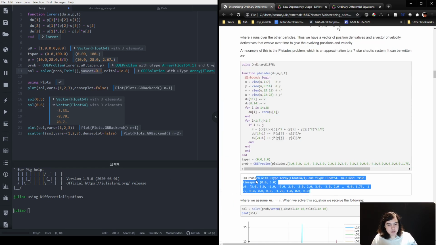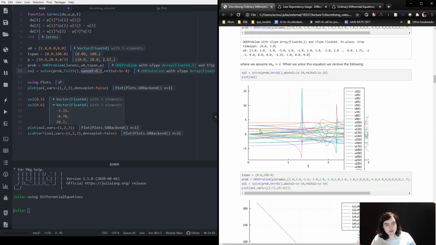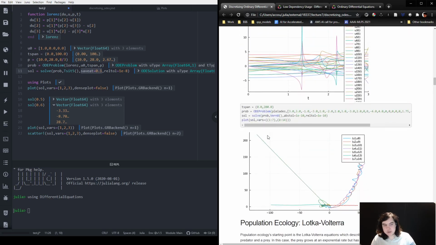And now, yeah, so this is where we assume m_i equals 1, and that's why j shows up here. So the masses are equal to the ith object, which is supposed to be a good approximation for the system. And so if we plot it, we see, well, this is a nice star system.